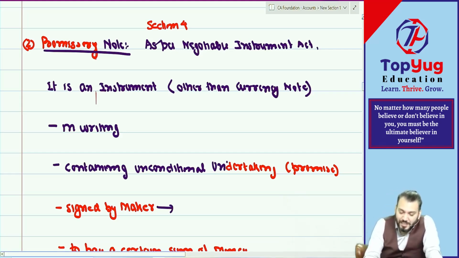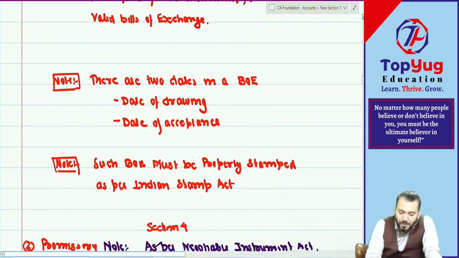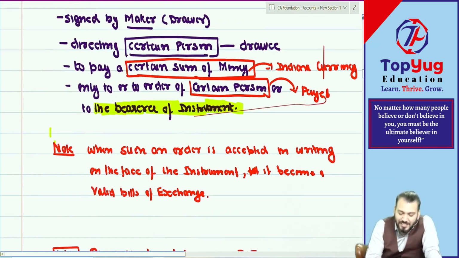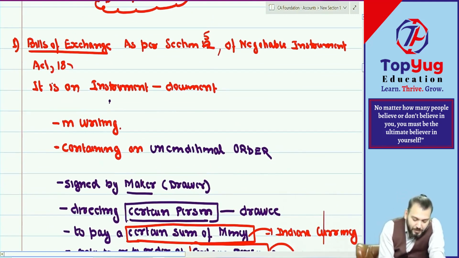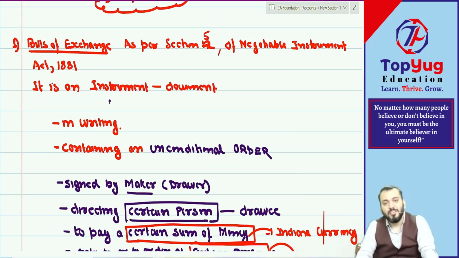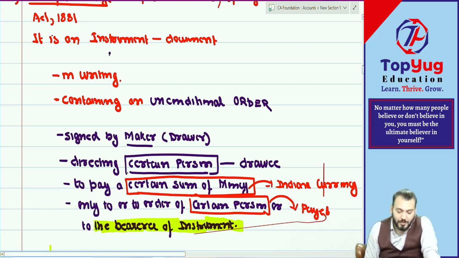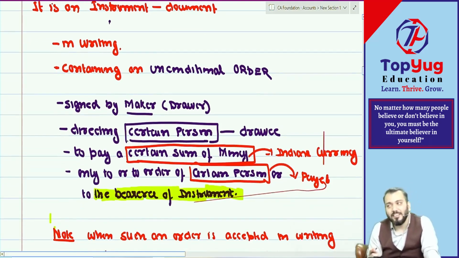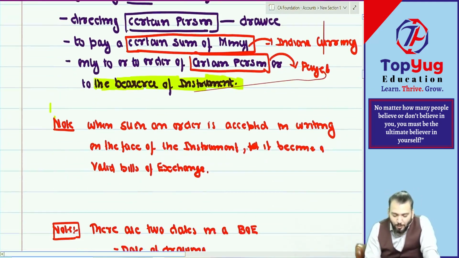Now, what is the meaning of bills of exchange as per section 5 of Negotiable Instrument Act? If you want to write down the year, you can write that also. Year is 1881. The Negotiable Instrument Act 1881. So bills of exchange is an instrument in writing, instrument means document in writing, containing an unconditional order signed by the maker directing a certain person to pay a certain sum of money to, or to the order of, a certain person or to the bearer of the instrument. I hope you have understood.